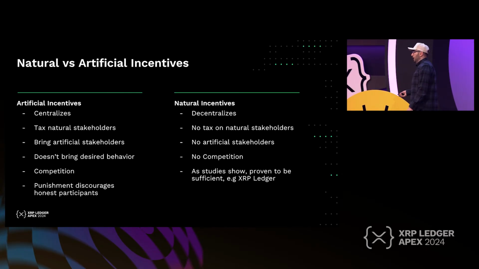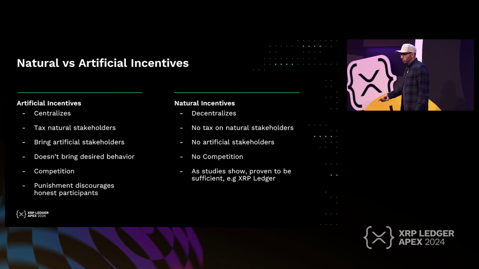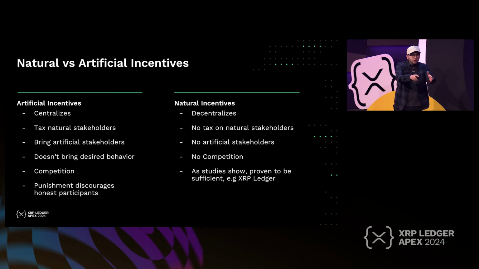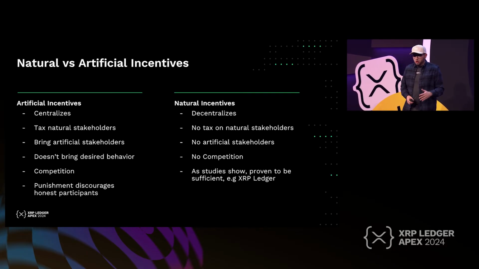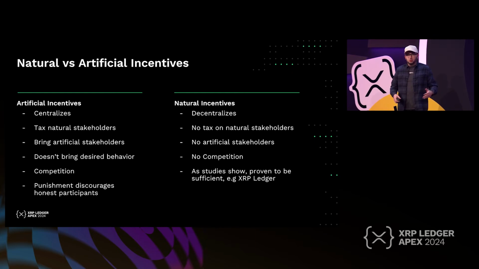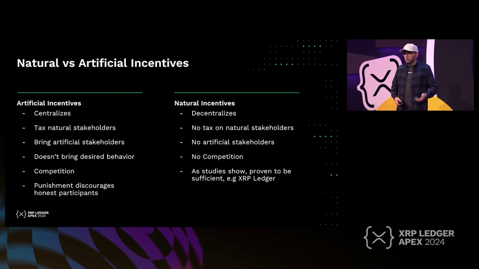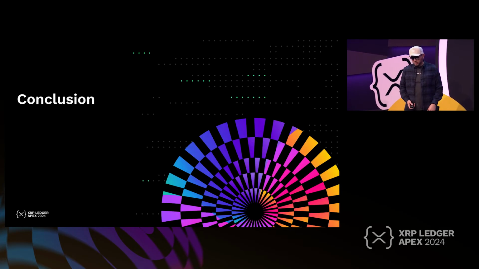Natural incentives, on the other hand, are decentralized because there is no reward, there is no competition, and there are no artificial stakeholders. The only people who are there are there because they need the system for their purpose, whatever that might be, but they need it. And studies show that this is totally enough. Look at BitTorrent, look at other ecosystems. This is usually good enough to operate. And we have the XRP Ledger going for 10 years, and it works fine.